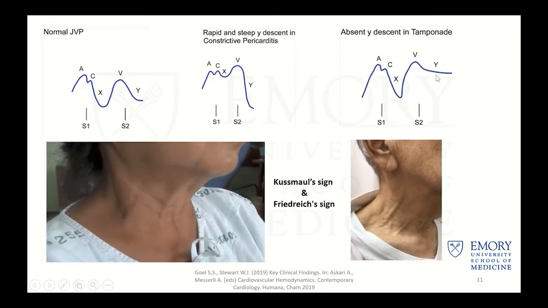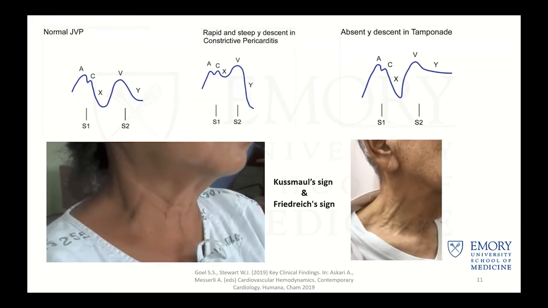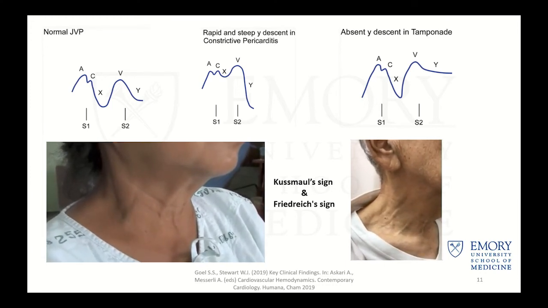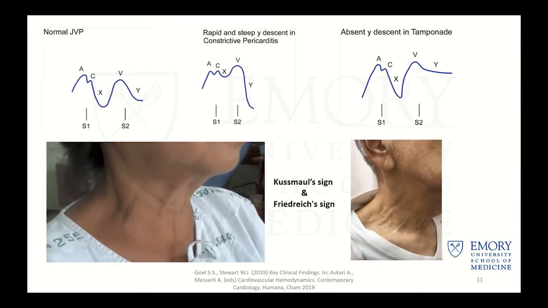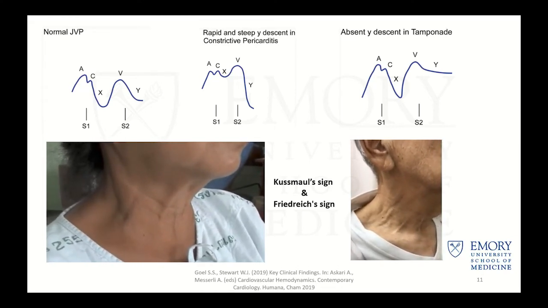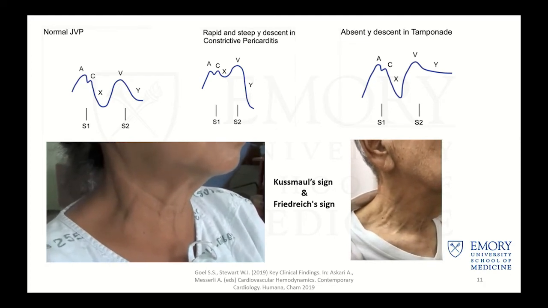there's completely opposite that happens here. So you don't have a Y descent, you have blunting of the Y descent. You have inability to fill the right side of the heart because of constriction by the fluid around the heart. So RV is completely constricted, you're not able to fill it. Therefore, you have blunting of the Y. We'll discuss this in a little more detail later.